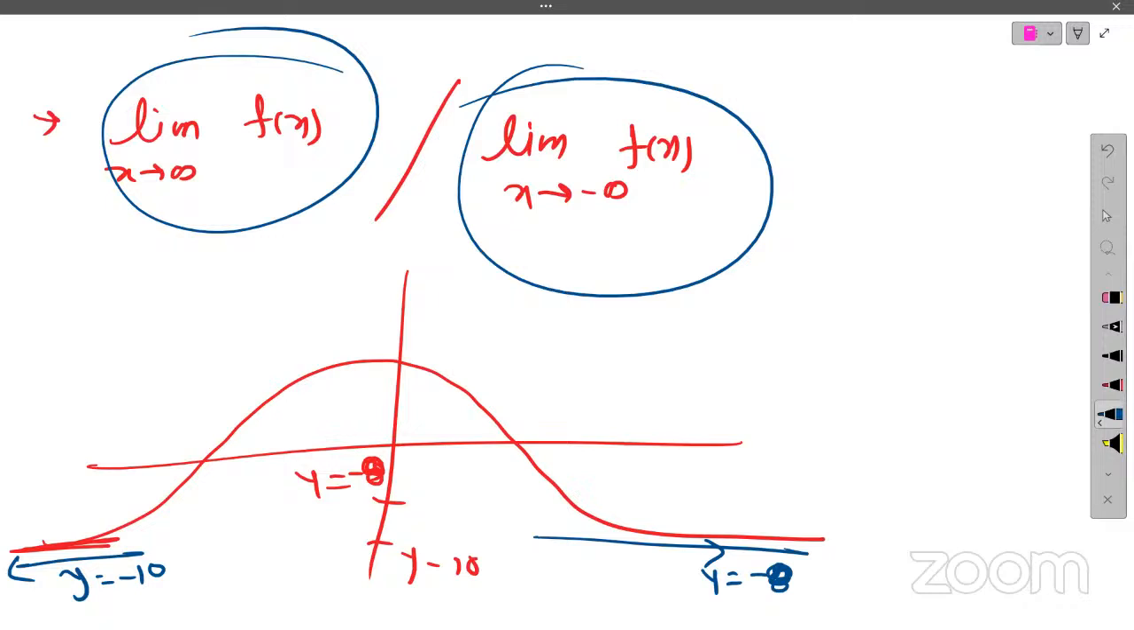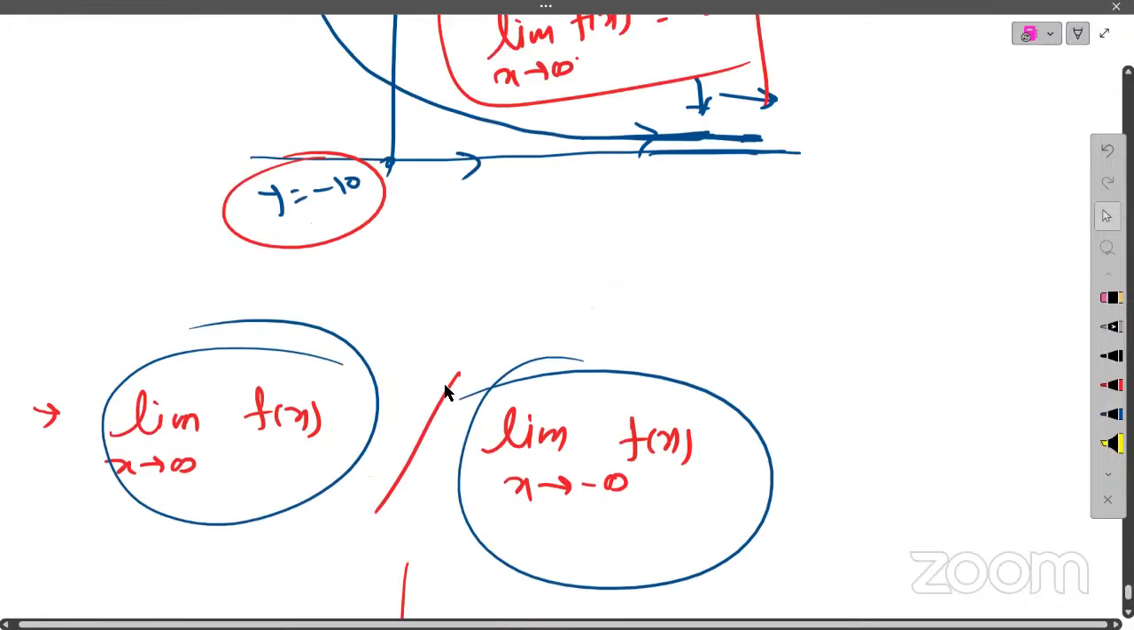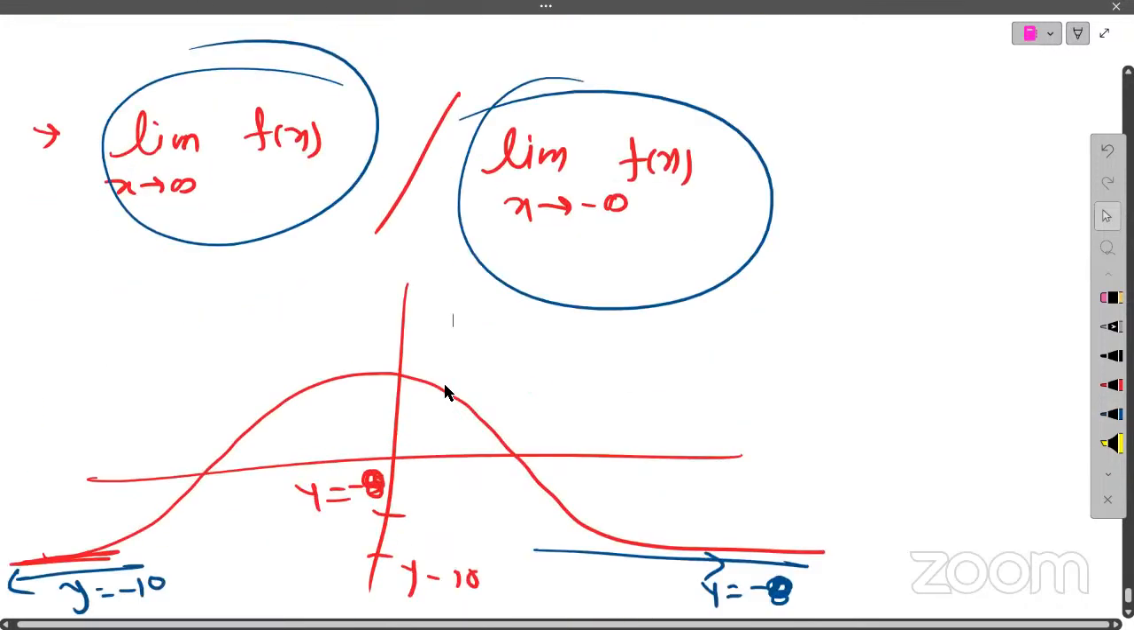Is that fine? Thank you. Yes, ma'am. Okay. So in general, the asymptote could be anything.